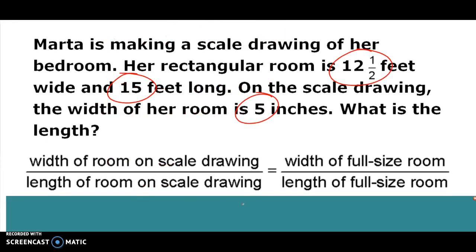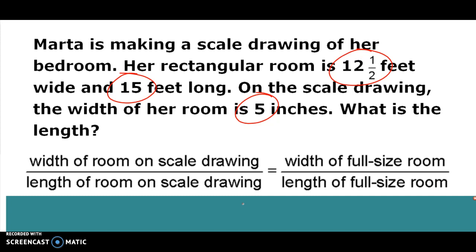We have a room, and we have a scale, like a model of a room. Okay? So which one's obviously the bigger one? The one in feet or the one in inches? Yeah, those feet. So the room is 12.5 by 15. The model is 5 by something. So we need to find the something.